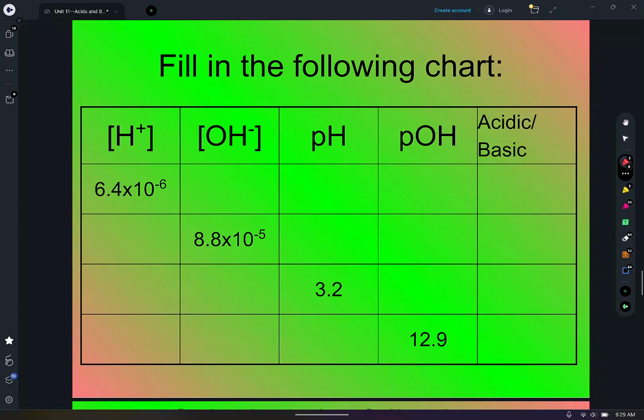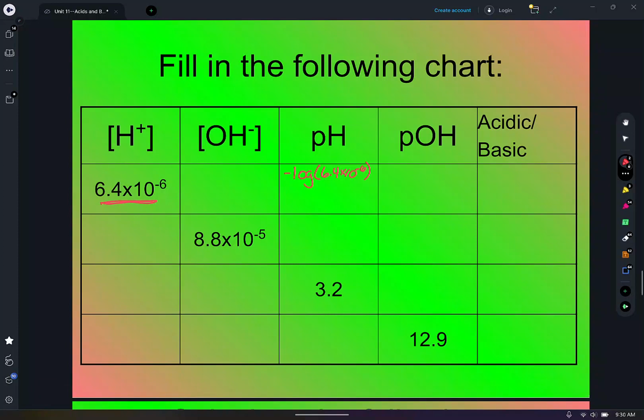Now, the easiest thing to do is to go from H plus; I'm given this number. So I'm going to go to pH. And in order to do that, I'm going to go negative log of 6.4 times 10 to the negative 6. You don't have to write this into the square if you don't want to. I'm just doing it so that you know where my calculation is coming from.